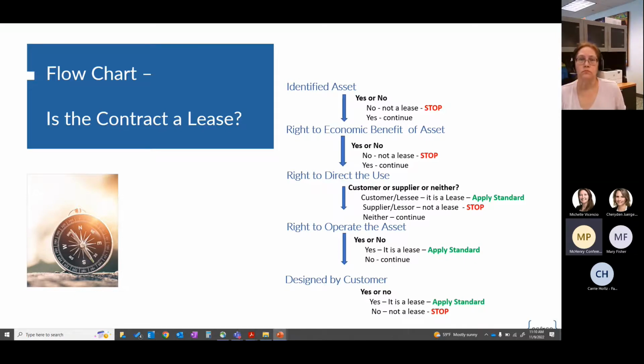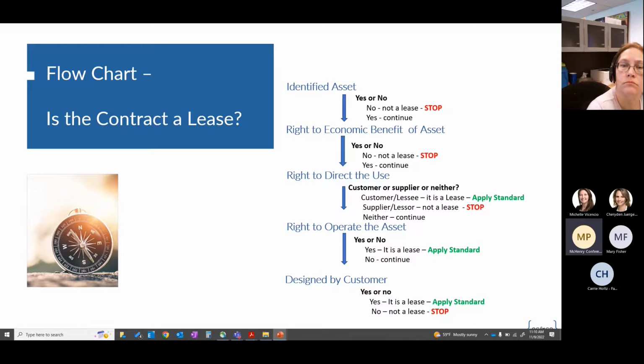The next one is the right to economic benefit of the asset. Basically, this is that you are able to use the asset and whatever it's providing. If you have a copier, when you print copies, you are able to use those copies. So if that is yes, then you continue on.